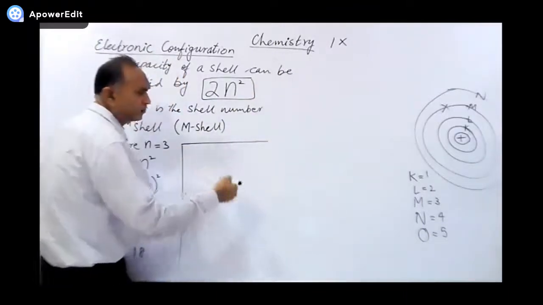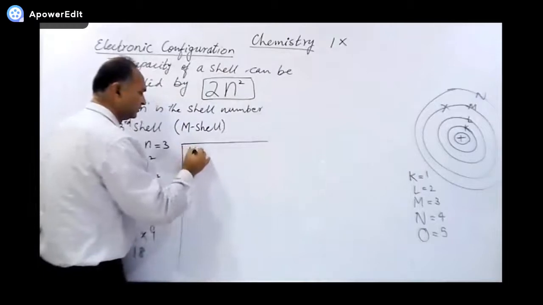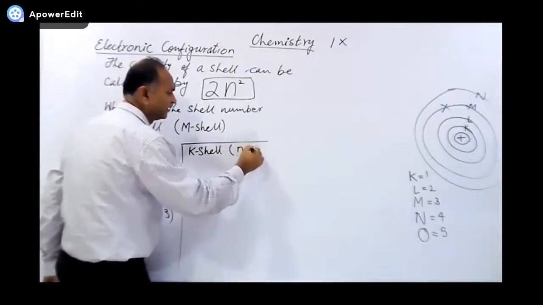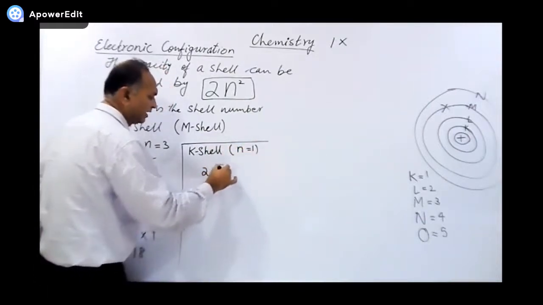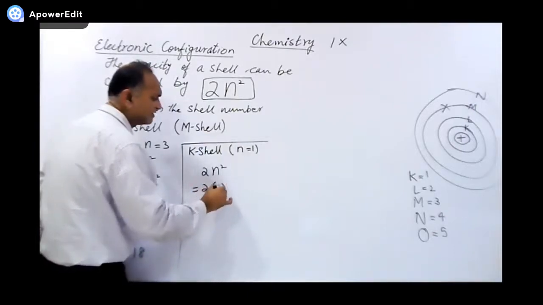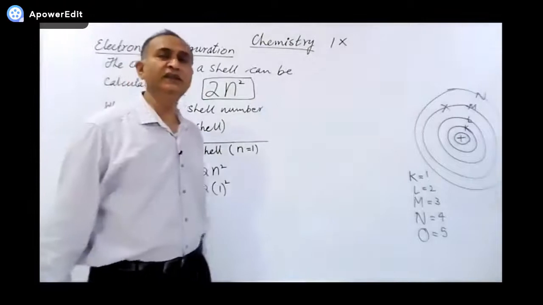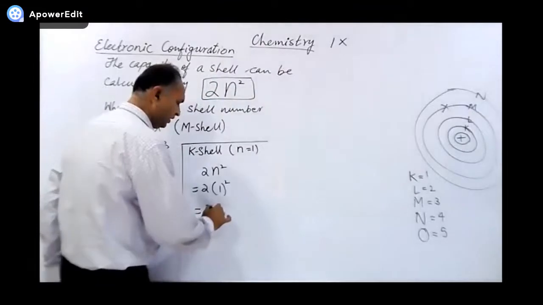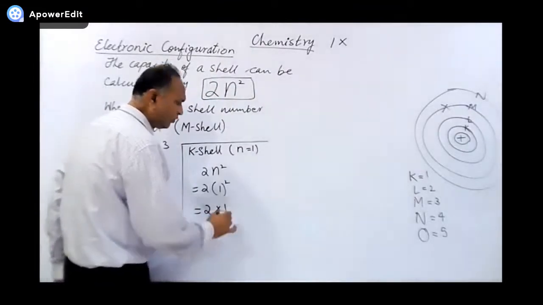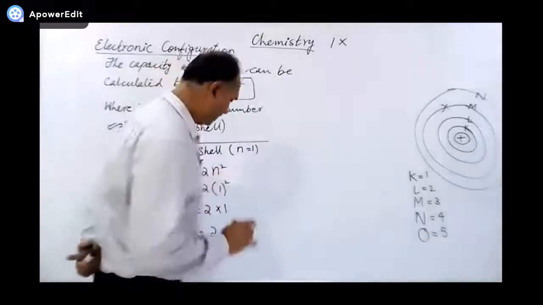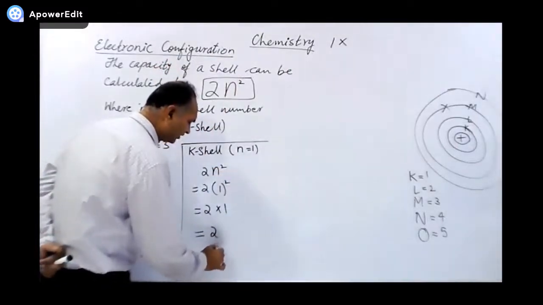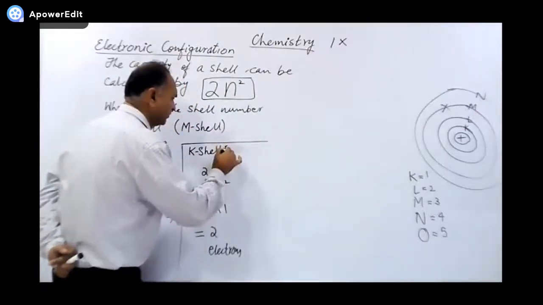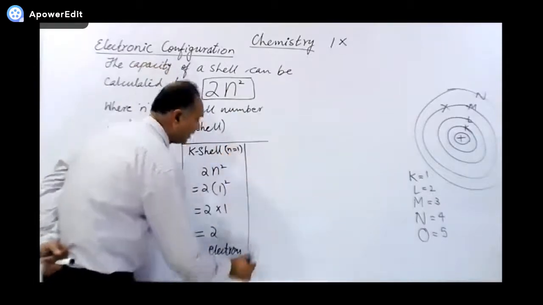Now I will start from the beginning. K shell means first shell. So here the value of n is 1. I write here 2n square. Intelligent students, what is the square of 1? 1 square means 1 into 1. Okay, I'm writing it directly. So first shell can hold how many electrons? Just 2 electrons. All right?